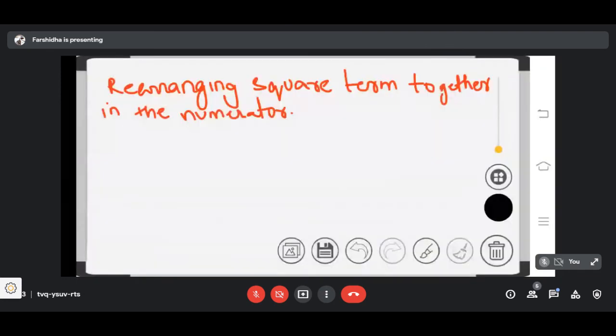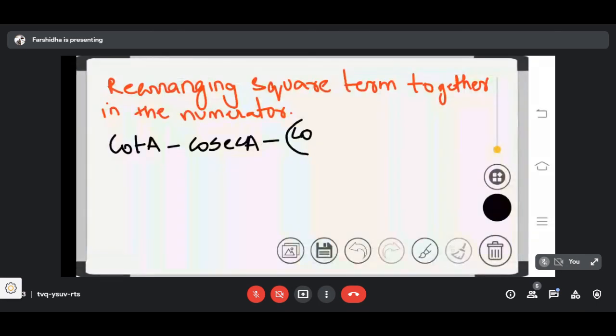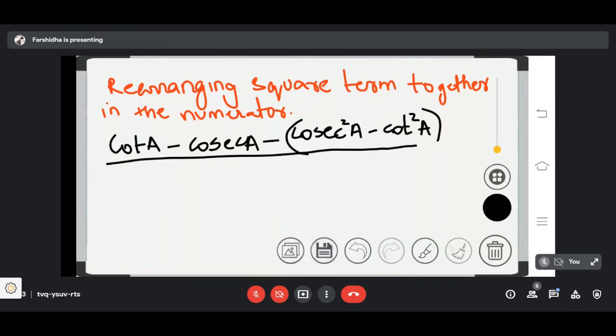Then write cot A plus cosec A minus open the bracket cosec square A minus cot square A whole divided by cot A plus 1 minus cosec A. Okay, now open the bracket.